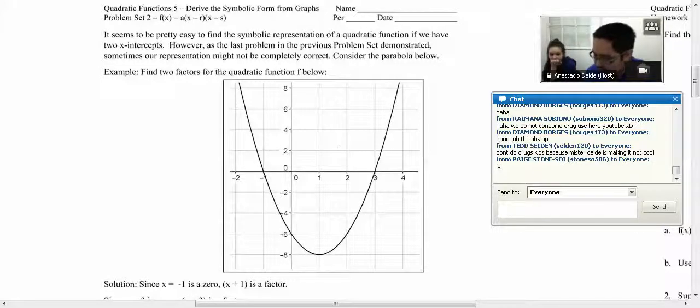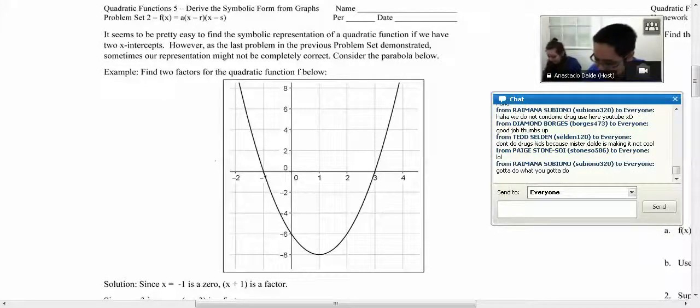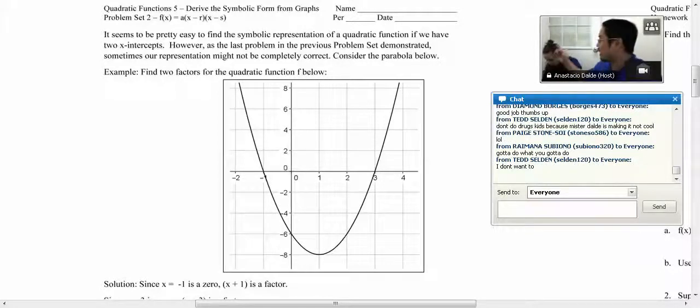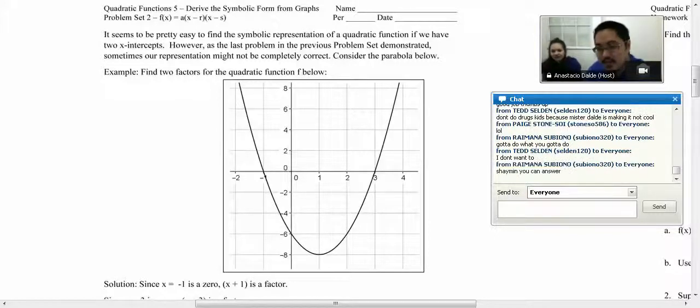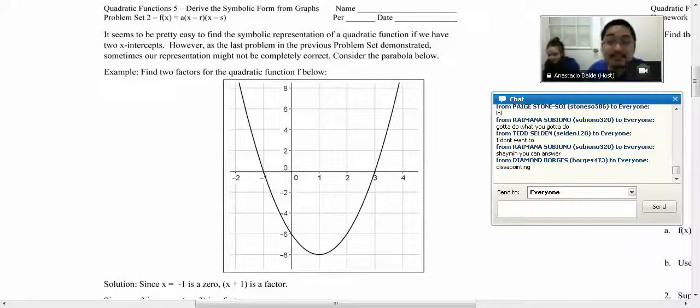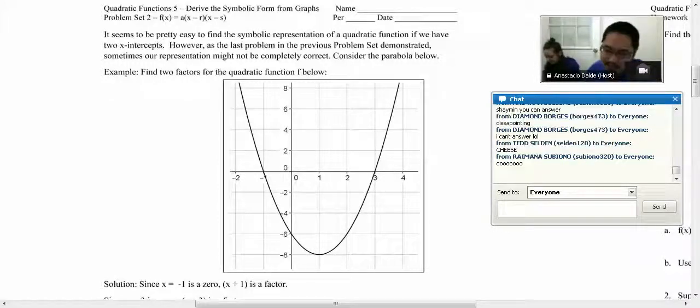Let's try that one. You guys do this. Throw it out there. What are the two factors of the quadratic function? What is it? Come on. Everyone except Brandy and Adriana and Diamond can answer. And Ted, since you said you don't want to, I'm going to force you to answer. Ted, what is the answer? Actually, Ted, you can answer if you want to or not. I don't want to force you. I feel bad about that. I'm sorry.